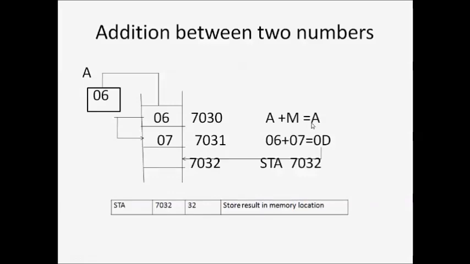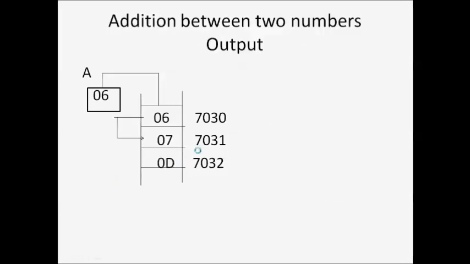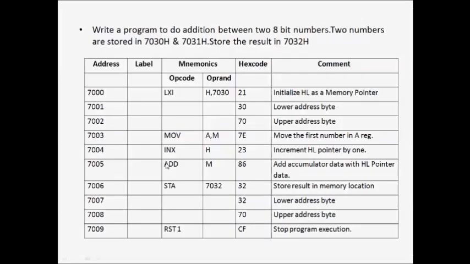But in our program, the result is stored in 7032. So we have one instruction, STA 7032. So 0D is stored in memory location 7032. This is our output. This is our completed 8-bit program.